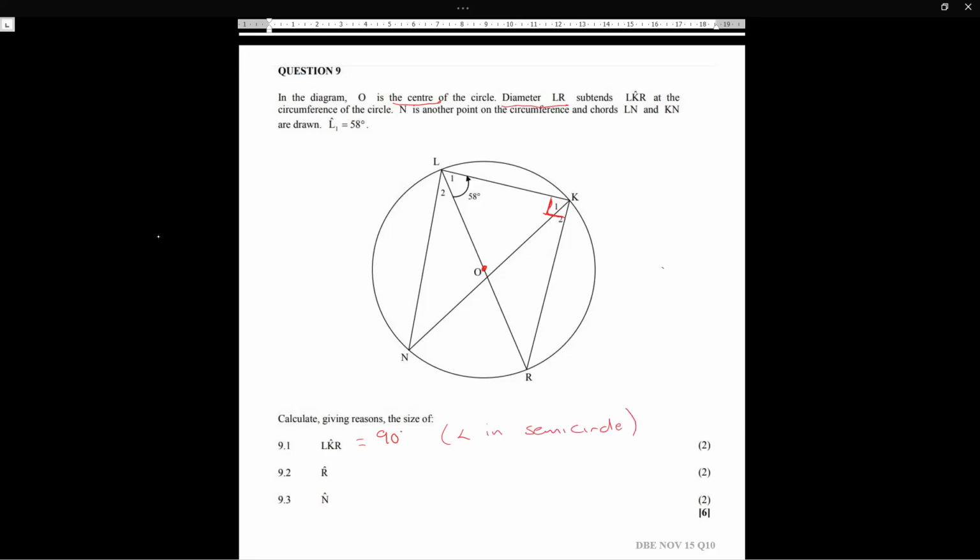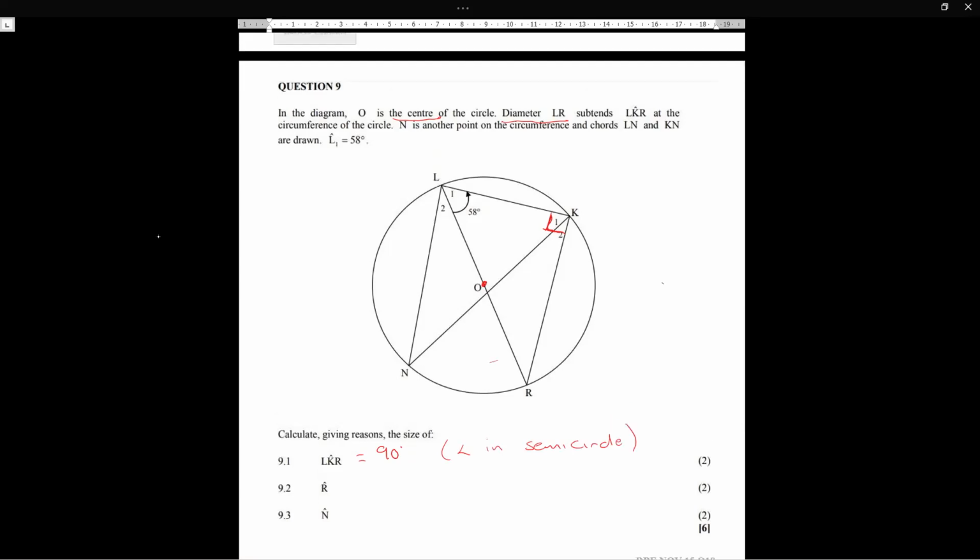Okay, let's carry on reading the top. At the circumference of the circle, N is another point on the circumference, and chords LN and KN are drawn, and they tell us that L1 is equal to 58. So we answered the first question. Next question is to find angle R. So let's put a dot on angle R.